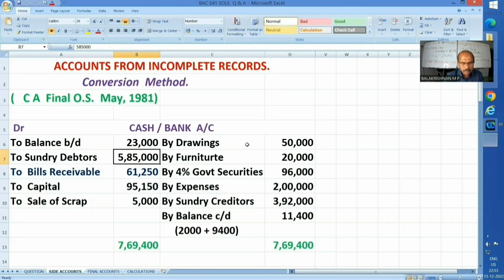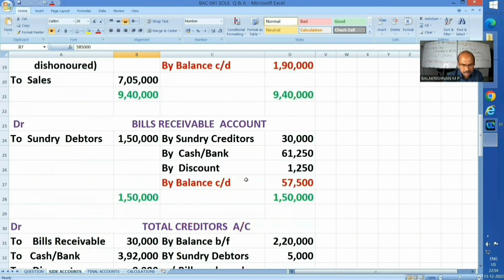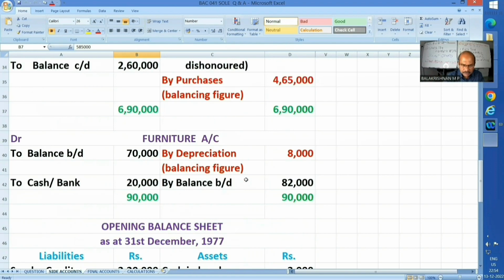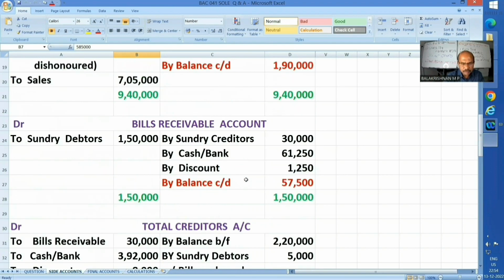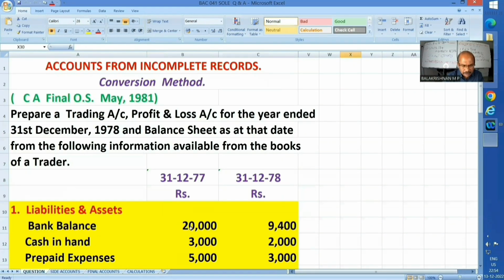Okay. Well, students, first of all, let us prepare the cash and bank account. There are so many side accounts we have to prepare: cash and bank, total debtors account, bill receivable, total creditors account, furniture account, and opening balance sheet. First of all, let me deal with the cash and bank account. You may ask why cash and bank together have been prepared, why not separately? The reason is simple. They have given the opening as well as the closing amount of the cash as well as the bank. So we can combine it and show it. Is it not? It will reduce our work.